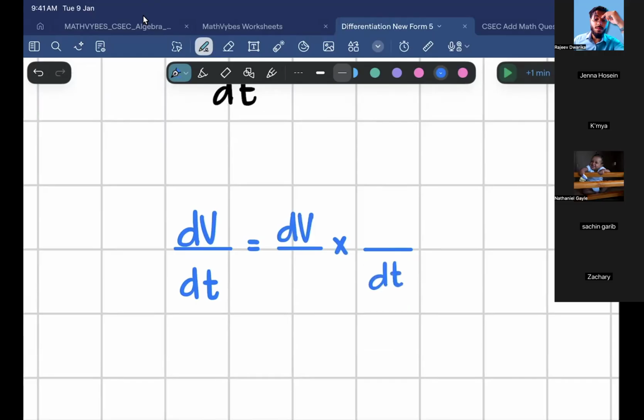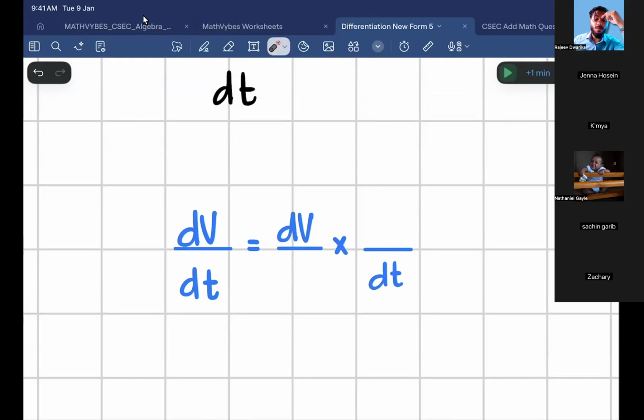Now, here's the thing, guys. Stay with me. We are trying to figure out what variable or what parameter could exist there and there. So we're looking for the same thing, right, Kamaya? We're looking for the same thing so it would cancel off. You understand?